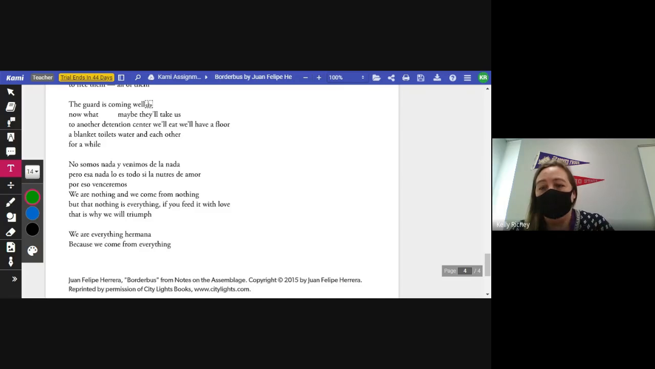You're right, Aaliyah Chandler. So when we look at the STEAL chart and we look at the effect on others, we know that when these characters speak Spanish, the guards do something that scares them, right? That's the effect these characters have on the guards, all right? But at the very end, I don't see these characters as being defeated at all. Look at the last lines of the poem. We are everything because we come from everything. If you feed it with love, that is why we will triumph. So these characters' perspective on the world isn't a negative perspective. It's very optimistic. It's very hopeful, right? They still believe that even though this guard might mistreat them, a better life lies ahead for them, okay?